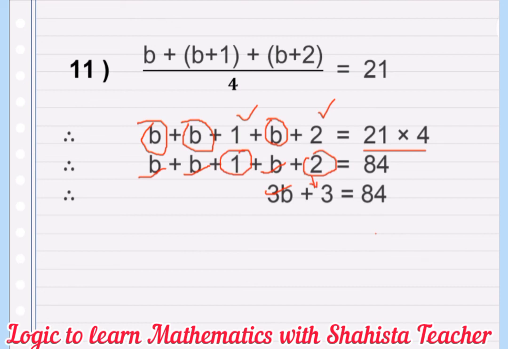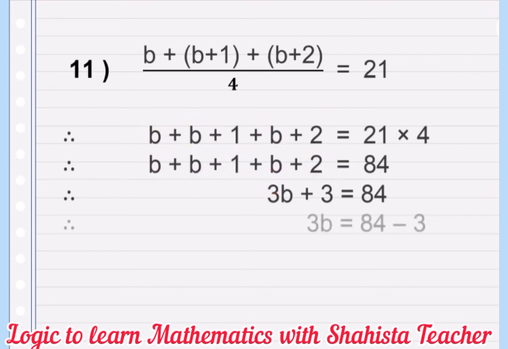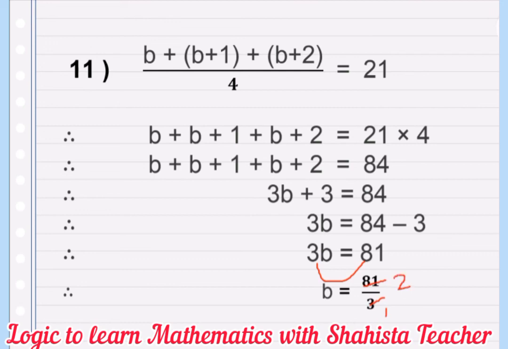Now this plus 3 will shift from left to right, so it will become minus 3. So 3b is equal to 84 minus 3, that is 81. So 3b is equal to 81, so b is equal to 81 upon 3. Simply we have to do division. So 3 ones are 3, and 3 27s are 81. So b is equal to 27 upon 1. That means b is equal to 27. Okay, so the final answer is 27.